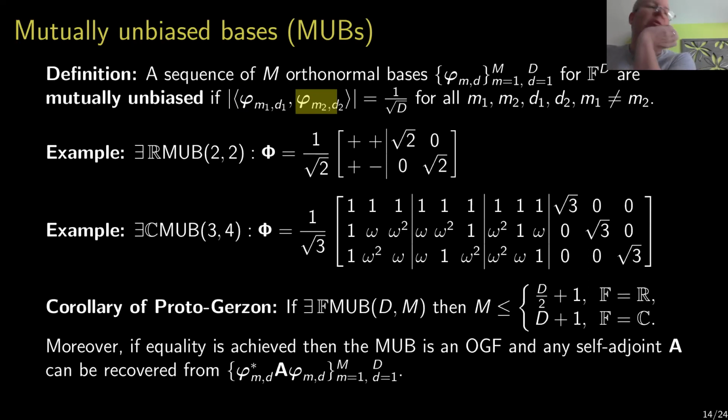Each one of these is an orthonormal basis for R2, but if you take a dot product of any member of one basis with any member of the other one, you get a constant inner product, and it turns out the constant has to be 1 over root d. A similar thing here: you can actually find 4 mutually unbiased orthonormal bases for 3-dimensional space. And the first 3 are actually pretty nice.